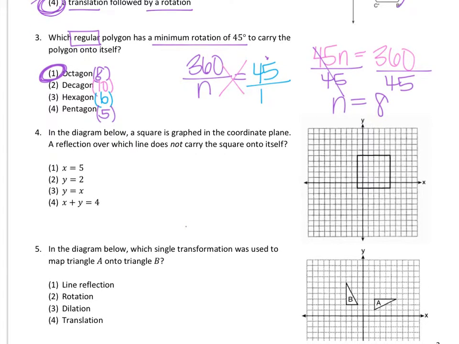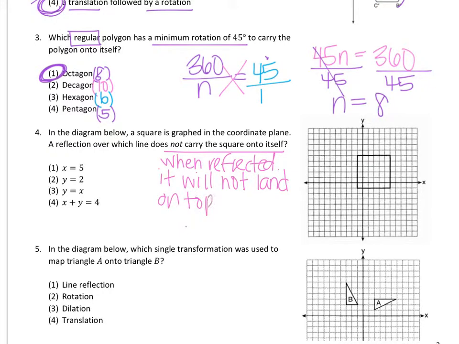Number 4 says, in the diagram below, a square is graphed in the coordinate plane. A reflection over which line does not carry the square onto itself, meaning when reflected, it will not land on top of itself. Again, we're looking for the not here.